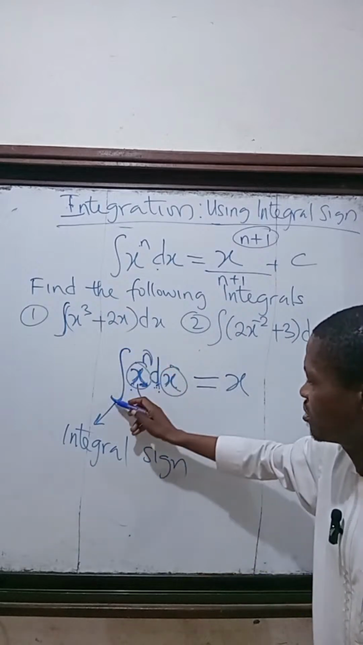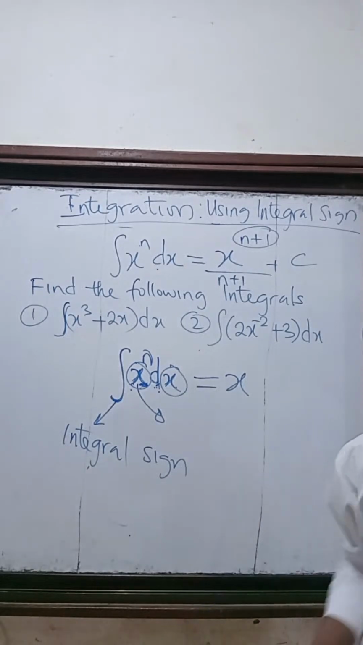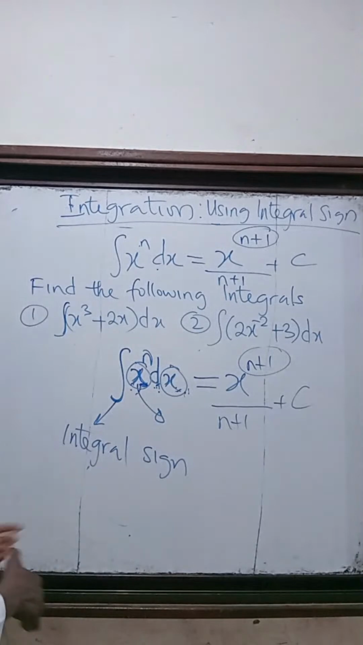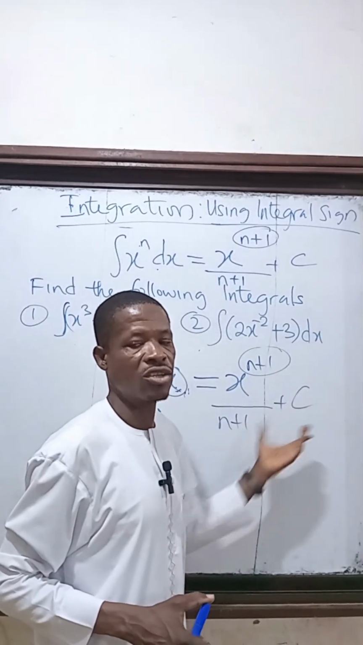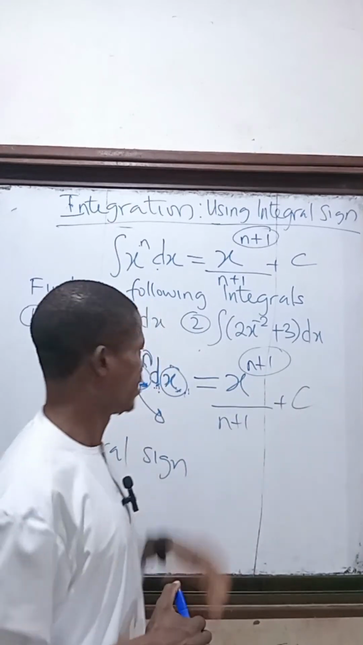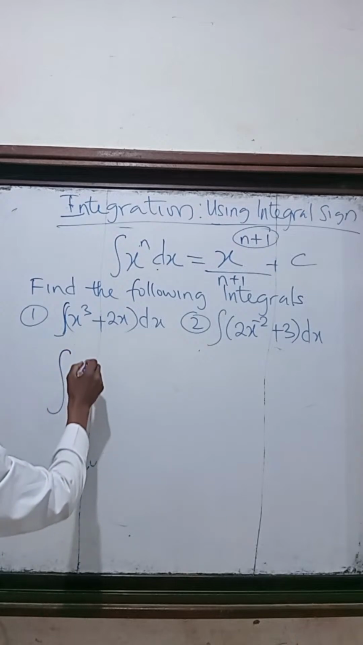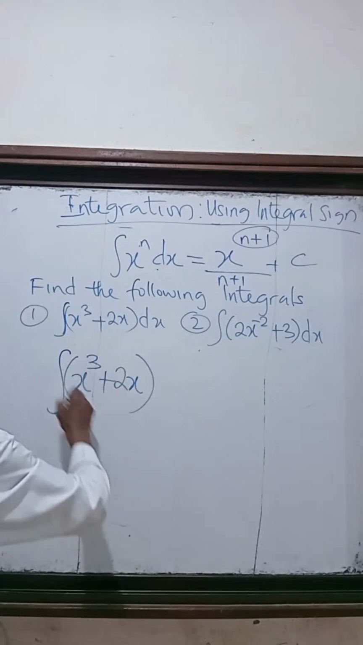This long S is the integral sign. This x is the function you are integrating. The dx is the element of integration, and you must add plus c to your answer as a constant of integration. So let's go to questions. We have this question: integral of x to the power 3 plus 2x, dx.